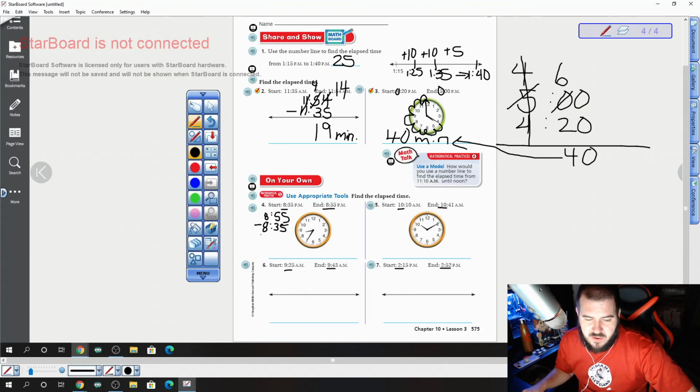Remember, you always want to start with the end time and subtract the start time. So I would suggest doing this method for each problem. It's going to make it the easiest for you. You can use the clock if you want and try it that way, or you can use the number line if you want and try it that way. But I think the easiest method is to do subtraction. But it's up to you, whatever you think is easiest. You're going to do these 4 problems, and that is your assignment.